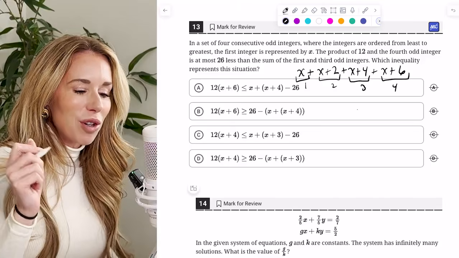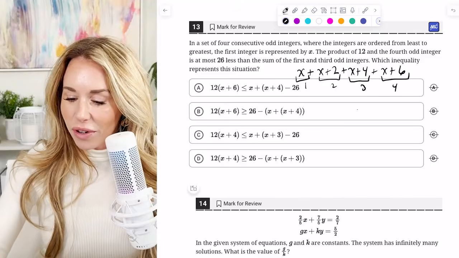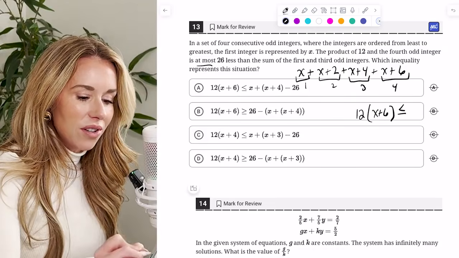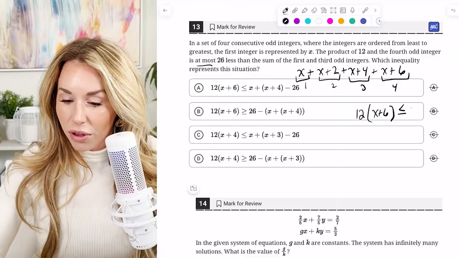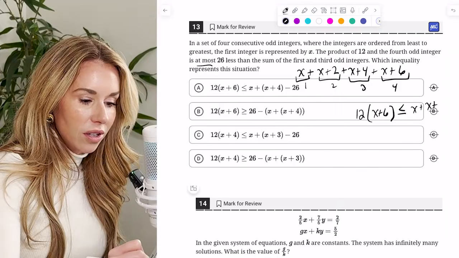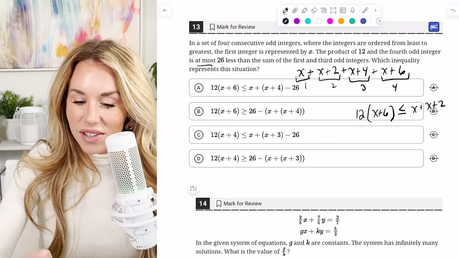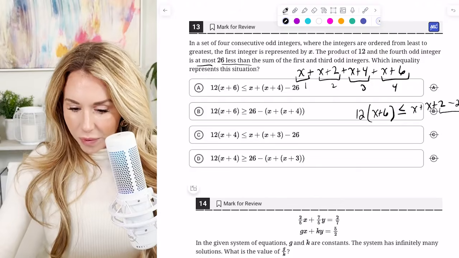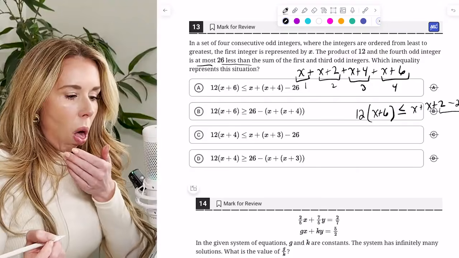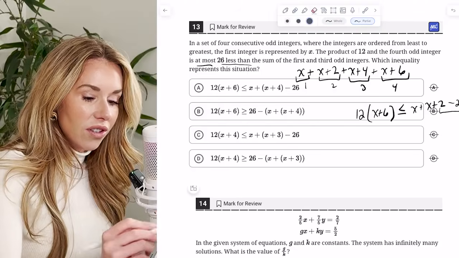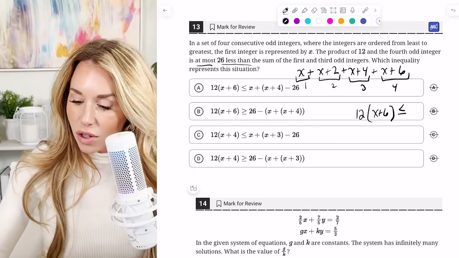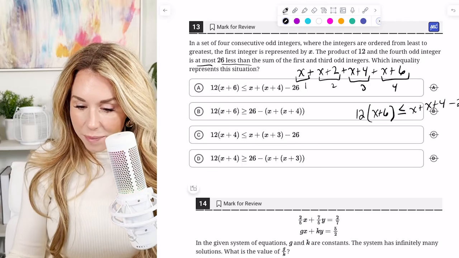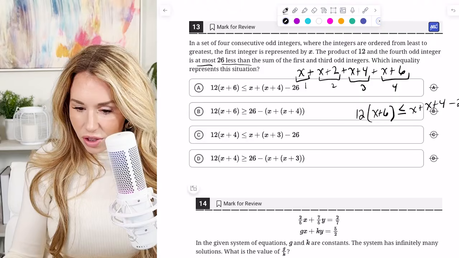So we've got the product of 12 and the fourth integer. Okay, so the fourth integer, it'd be 12 times (x plus 6), is at most. So that means it's going to be less than or equal to the sum of the first and the third integers, and then it says 26 less than those, so minus 26. So that'll end up being 24. But let's just see how they structure it. Oh, sorry, the first and the third. I did the first and the second. Sorry, guys. So 26 less than the first and the third. That'll look like that. So that's going to be A.